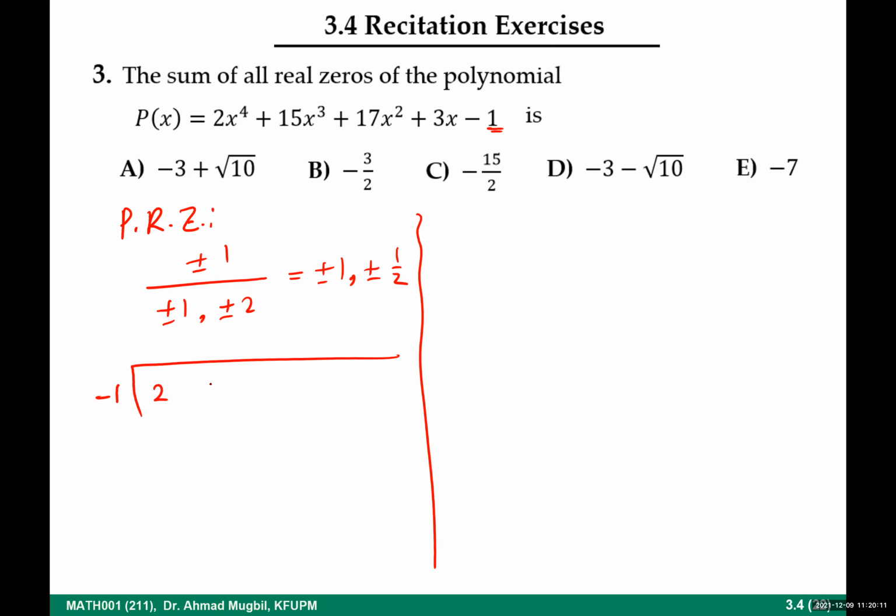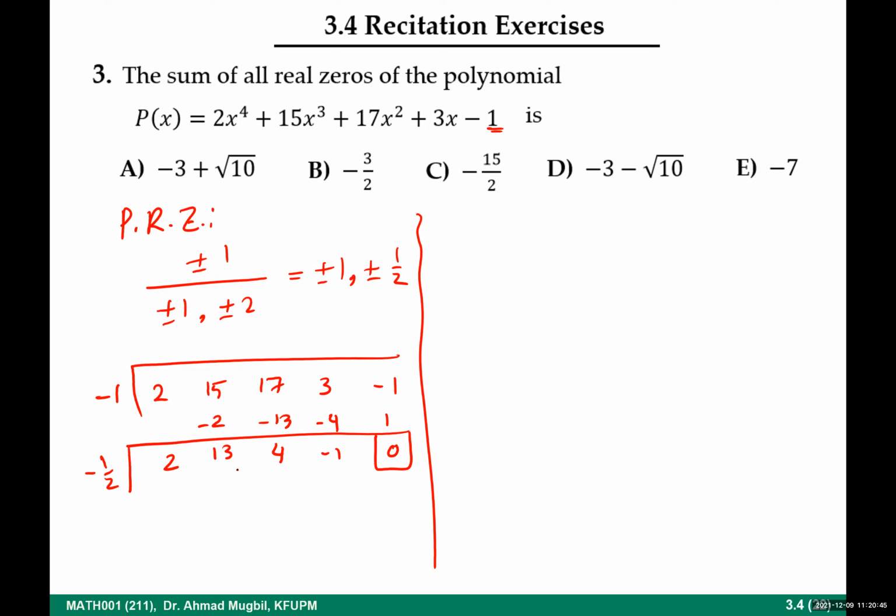We will have 2, 15, 17, 3, negative 1. Is that right? Make sure that there is no missing term and that they are ordered. Now you will have 2. What do we have then? Negative 2, 13, negative 13, 4, negative 4, negative 1, 1, 0. So it is 0. The other one is negative a half, as you told me.